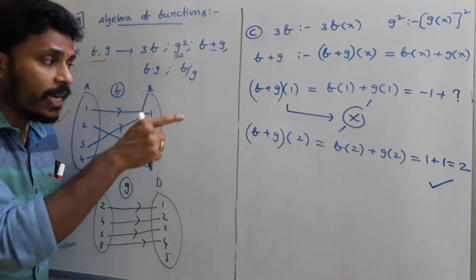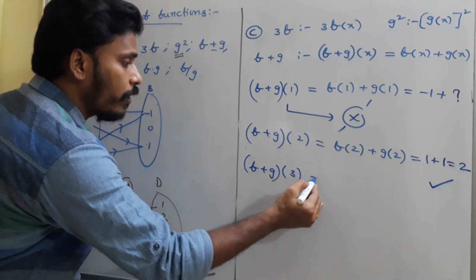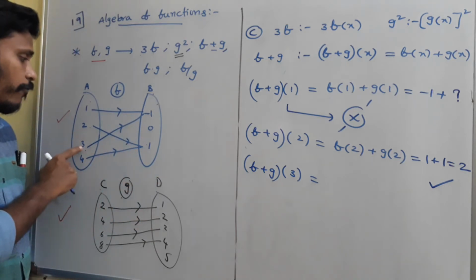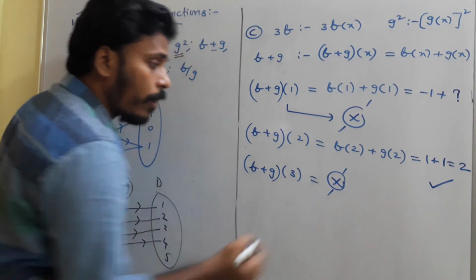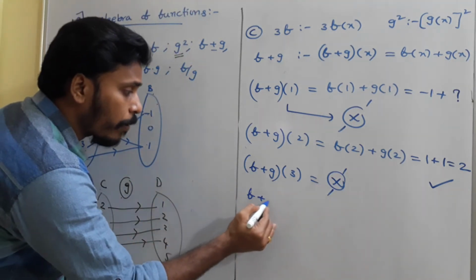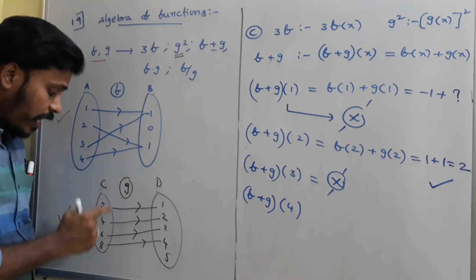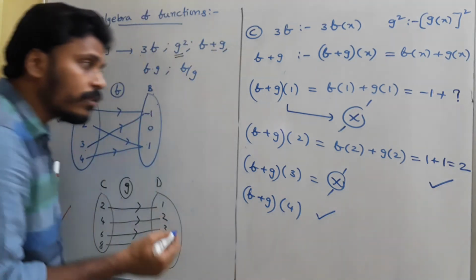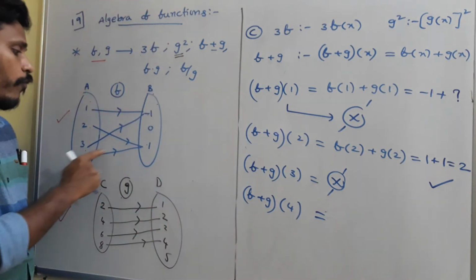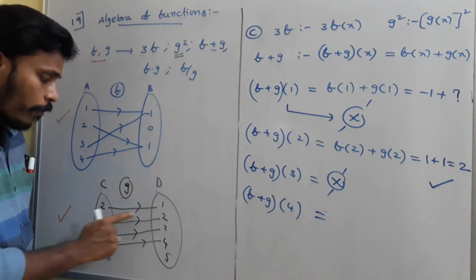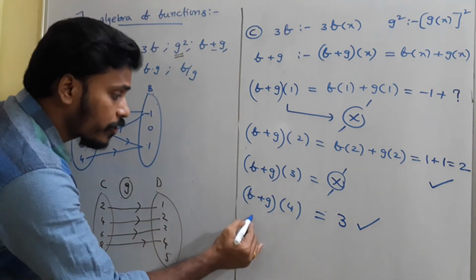Again, in the same way, (f plus g)(3). You have the image of 3 with respect to f, but here you don't have 3 in the domain. So again this is not possible. And then (f plus g)(4). Now this 4 is there in the first set as well as in the second set, so (f plus g)(4) is easy to calculate. The image of 4 from the first set is 1. The image of 4 from the second set is 2. If you add, it is 3. But what about (f plus g)(6)?